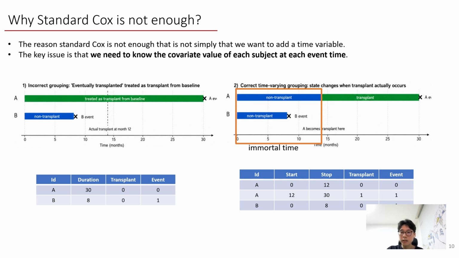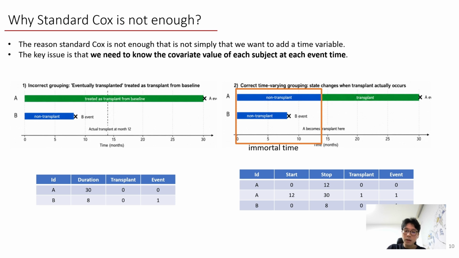Suppose a patient can receive a transplant only after 1 year. In a study, if we classify everyone who eventually receives a transplant as belonging to the transplant group from the start of the study, we create a problem. To enter the transplant group, a patient must survive at least until the transplant. That period is a time during which the event cannot occur for a subject to be classified as transplanted. This is called immortal time.